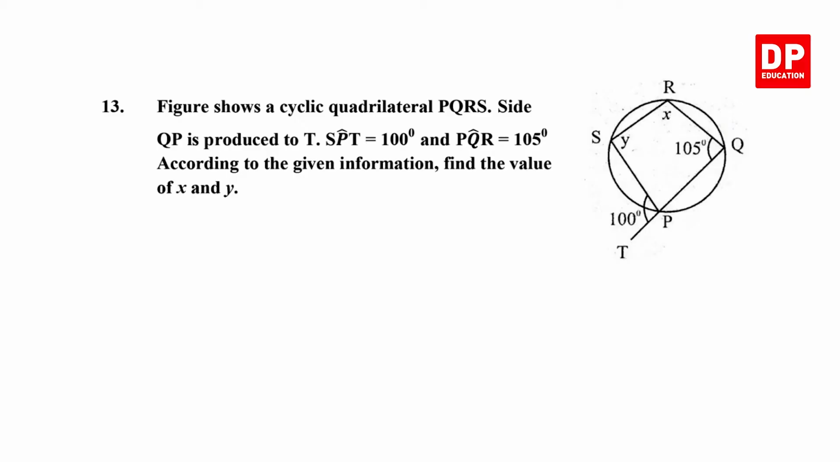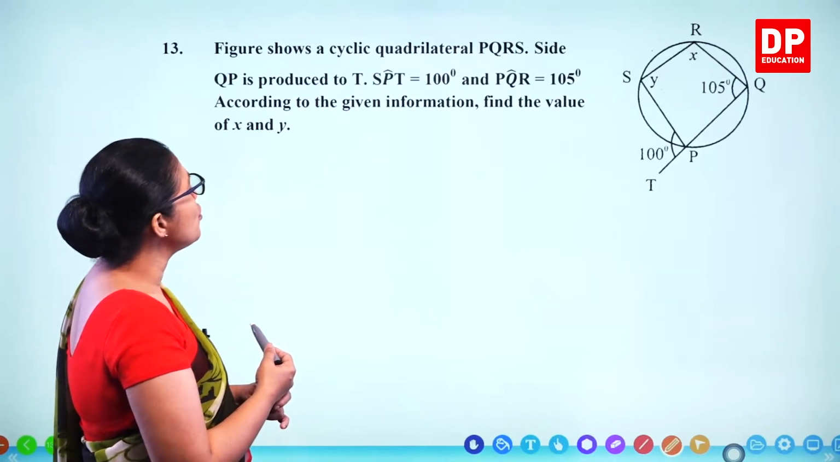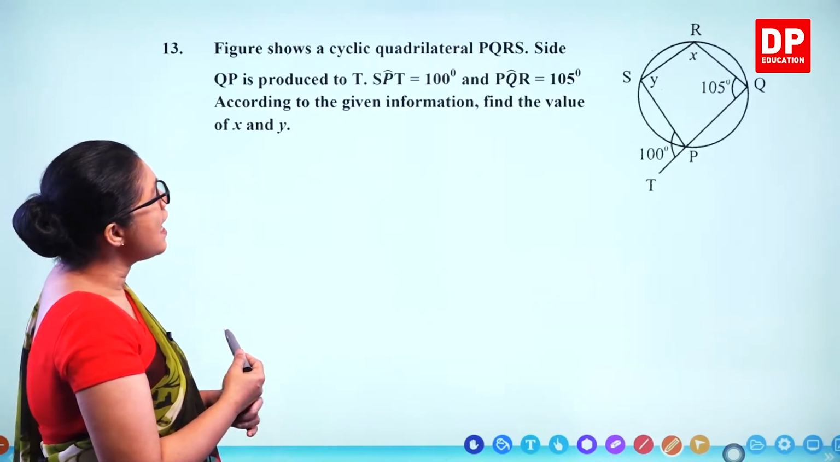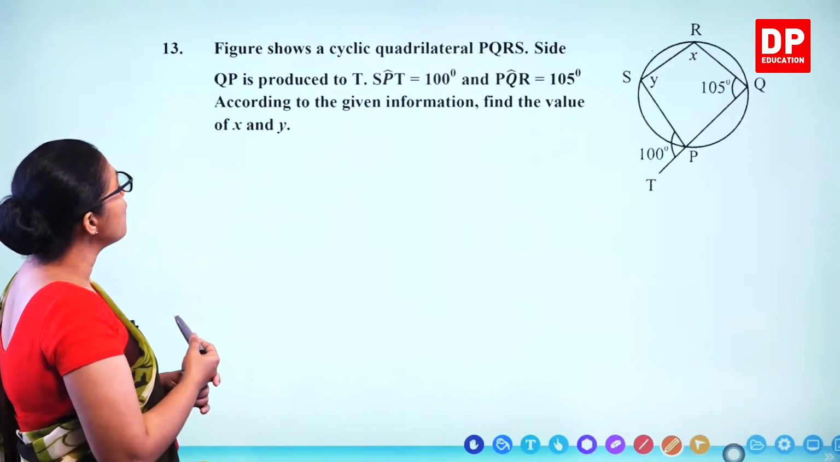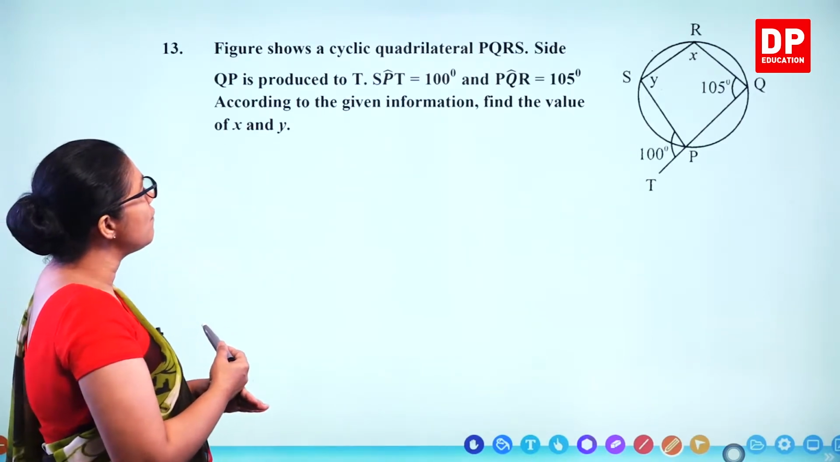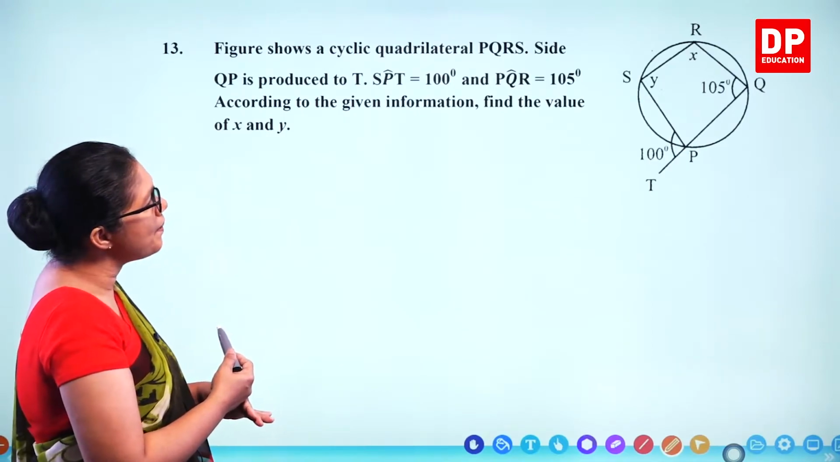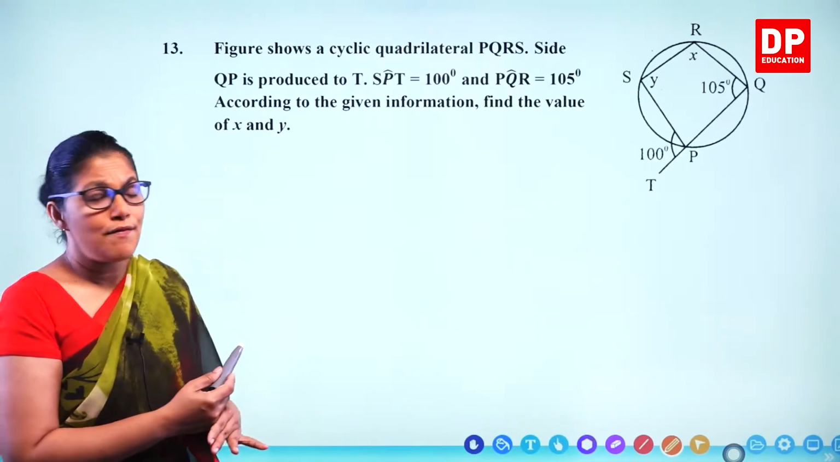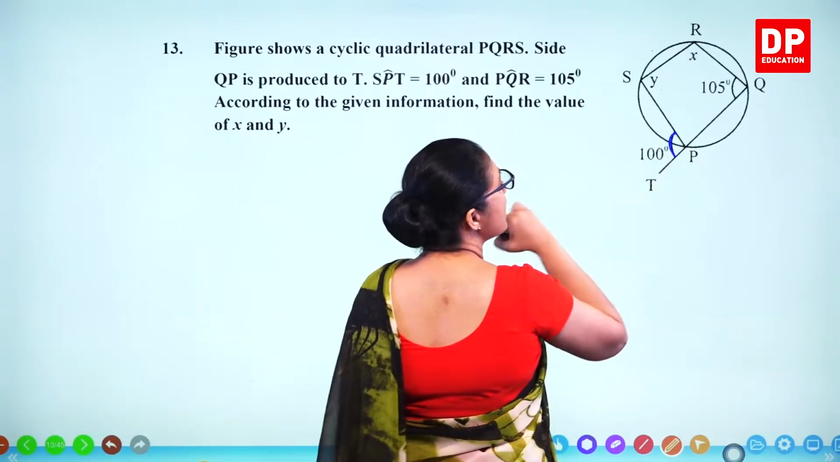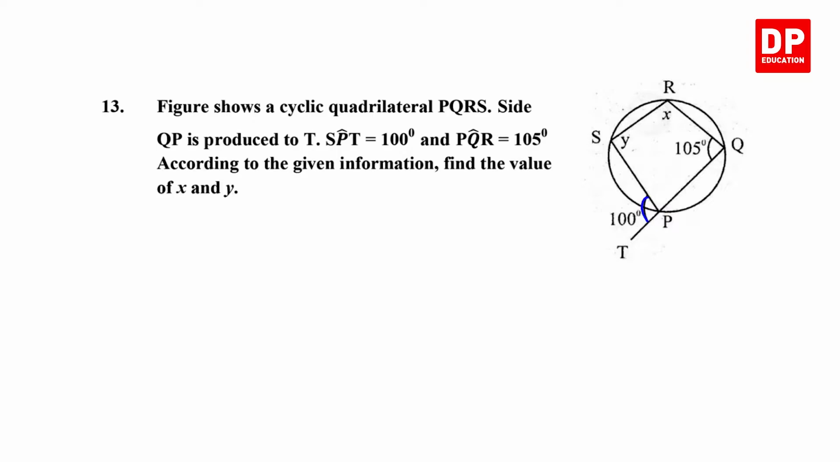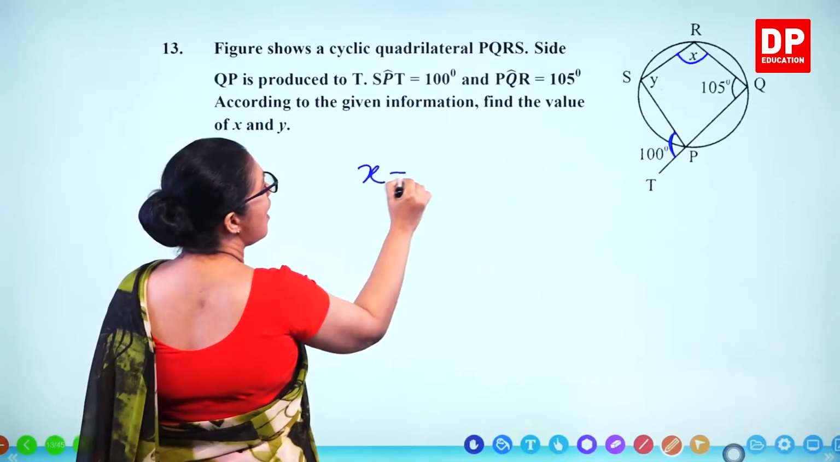Question number 13. Figure shows a cyclic quadrilateral PQRS. Side QP is produced to T. SPT angle is 100 and PQR angle is given as 105 degrees. According to the given information, find the value of x and y. Straight away we can find out x. The exterior angle of a cyclic quadrilateral is the same as the opposite interior angle. So x is 100 degrees.